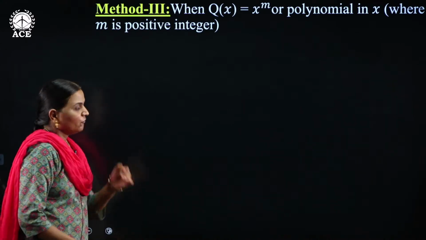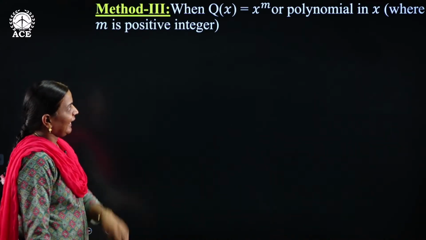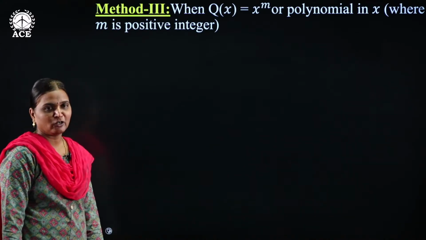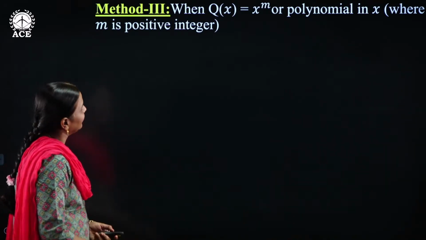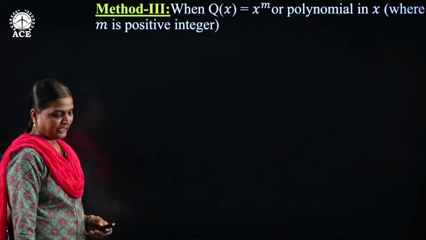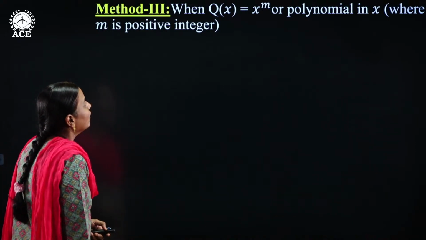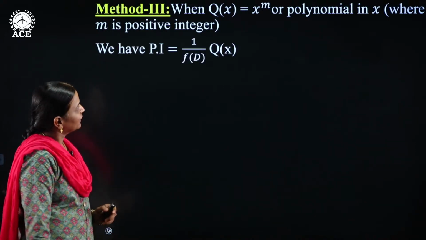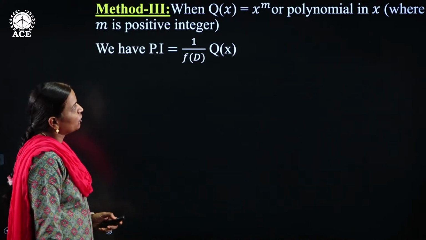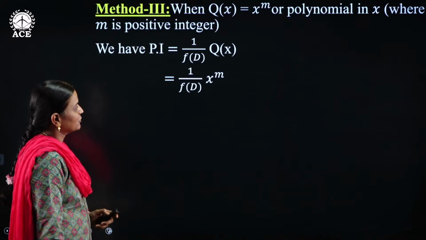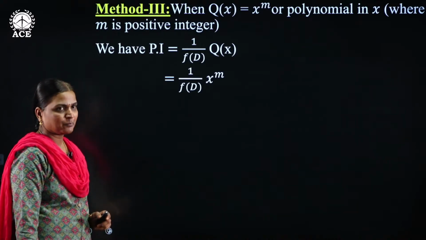Next, when Q of x is equal to x power m, a polynomial in x. So this is the third method to find the particular integral, where m is a positive integer only. First, what is the definition of the particular integral? 1 by f of D into Q of x. What is the Q of x here? x power m. So 1 by f of D into x power m.